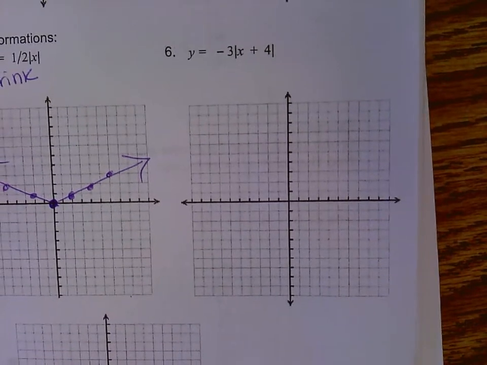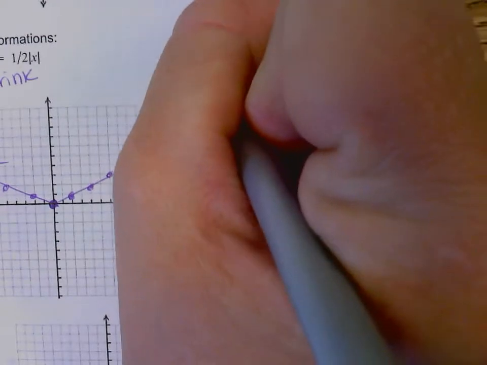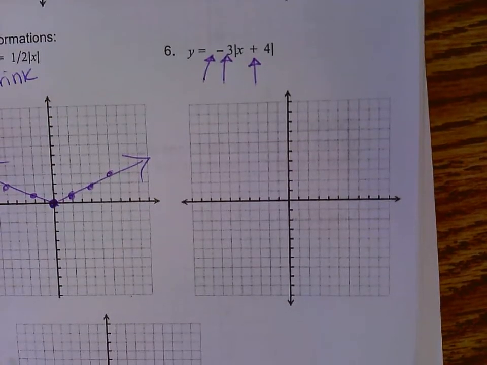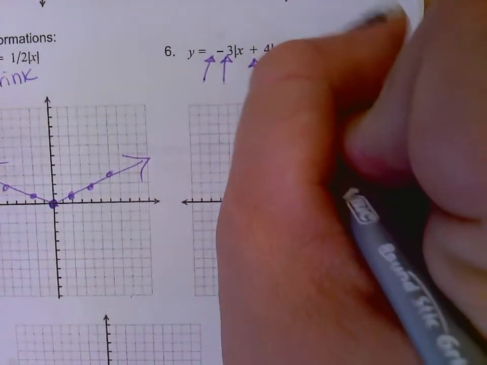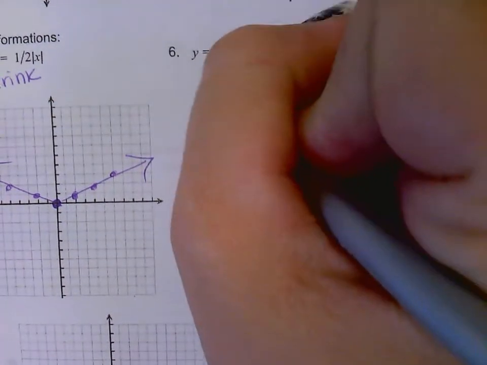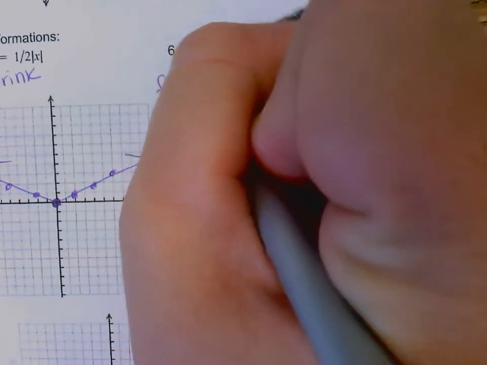I've got 3 transformations going on here. I've got a negative sign, I've got a 3, and I've got this plus 4. So what are my transformations? What's one of them? Left 4. What does the 3 do? Stretches it taller. And what does the negative sign do? Stretch, and this flips it over the x-axis upside down.